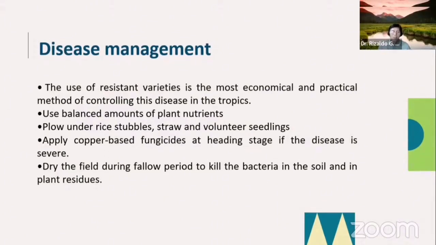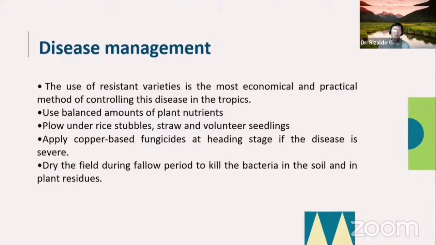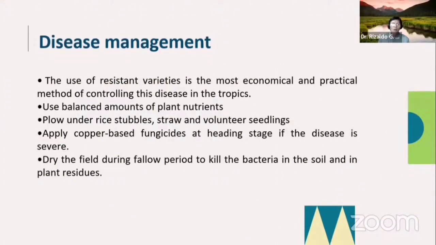resistant varieties is the most economical and effective means to control bacterial blight. But because of new virulent races, integrated approach may be more appropriate. Ano itong mga integrated approaches natin? Balance fertilization, ensure good drainage, remove weed hosts and plow under stubble, straws, and volunteer seedlings, proper deployment of resistant varieties in the field. So mayroon nga tayong resistant varieties, pero dapat ay proper ang pag-deploy, ang pagtanim.